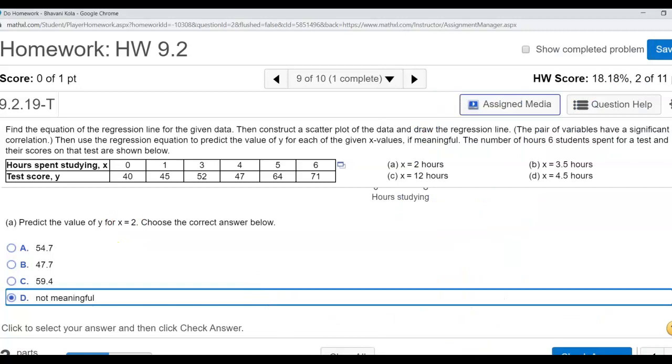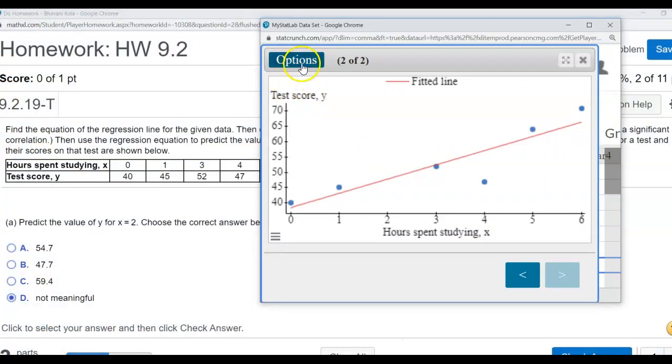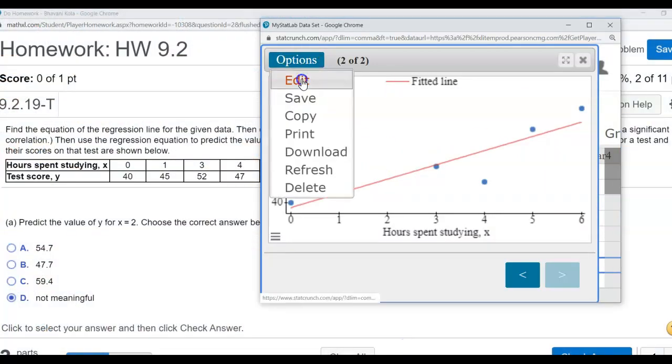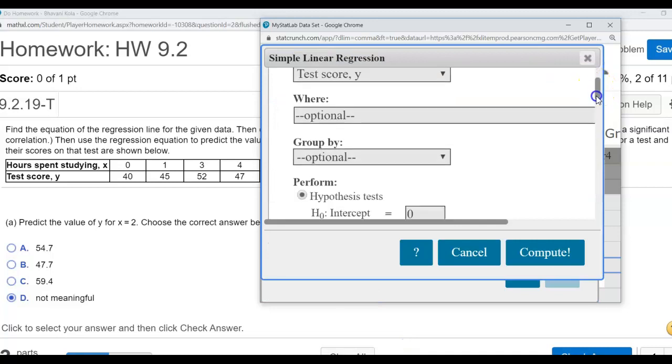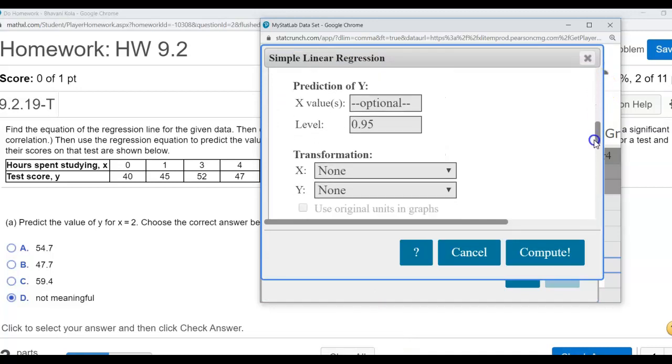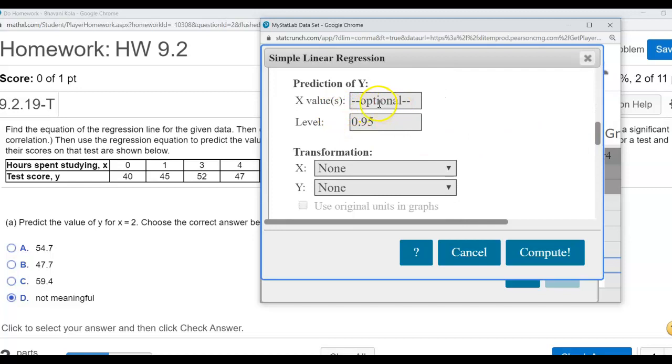How do you do that? You will go back to your StatCrunch. You see options here. Edit. Scroll all the way down. Do you see prediction values? You will go ahead and plug in 2 because I'm trying to get the value for 2. So I'm going to go ahead and plug in my 2 here. Don't change anything. Just go to prediction values.